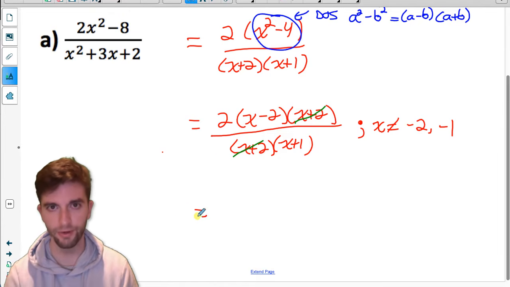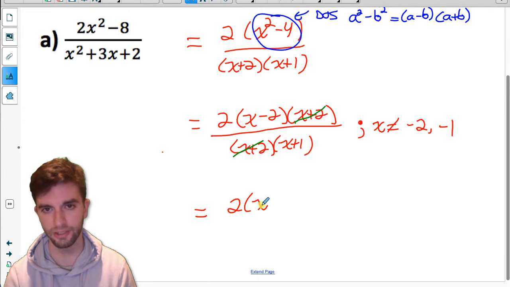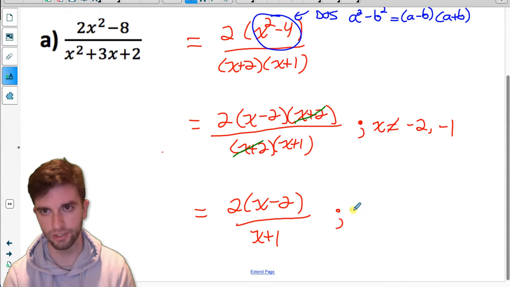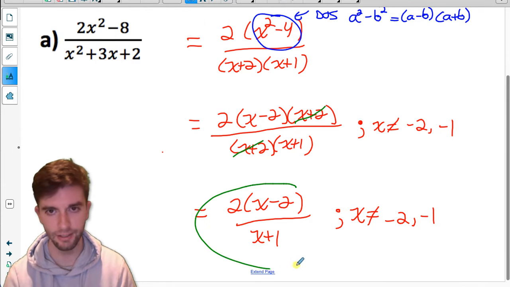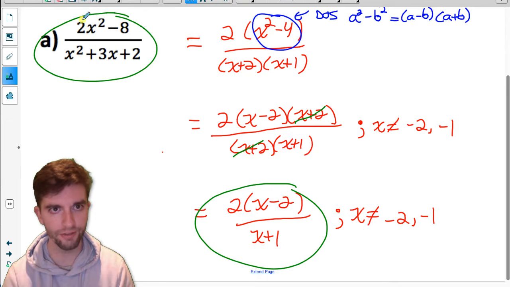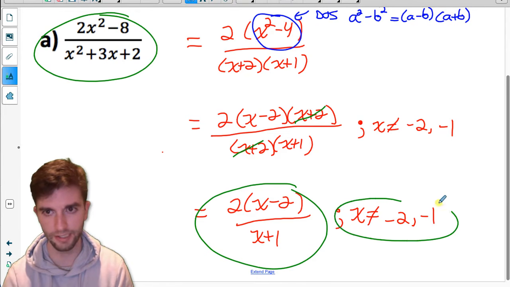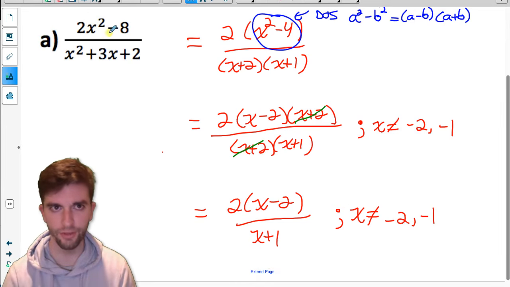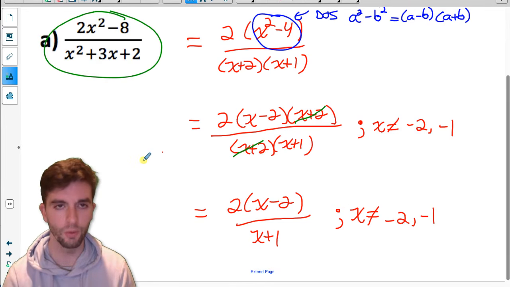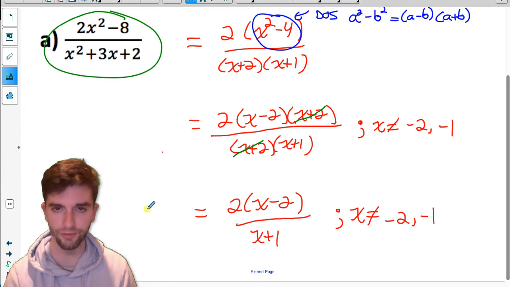So what I'm left with in the numerator is 2 times x minus 2 over x plus 1. And my restrictions are x cannot be negative 2 or negative 1. So what I have at the end here is equivalent for all values of x to this, as long as I ensure x cannot be negative 2 or negative 1. I just want to give you a glimpse into what this function would look like graphically. We're going to do quite a few lessons on how to graph rational functions, and this isn't the lesson for that.